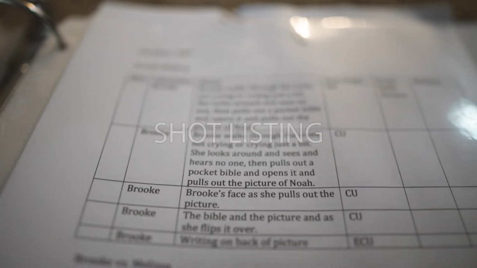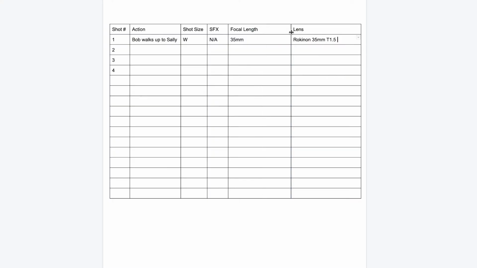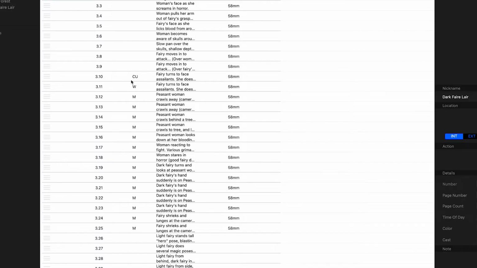So shot listing is exactly what it sounds like. It's literally you listing out all your shots and all the information about your shot in a Word document, or there's software that you can use for it. And in this video, I'm going to do the simplest way in Google Docs because that's available and free to everybody. In future videos, I'm going to talk about some more specific software that's really helpful if you want to level up.